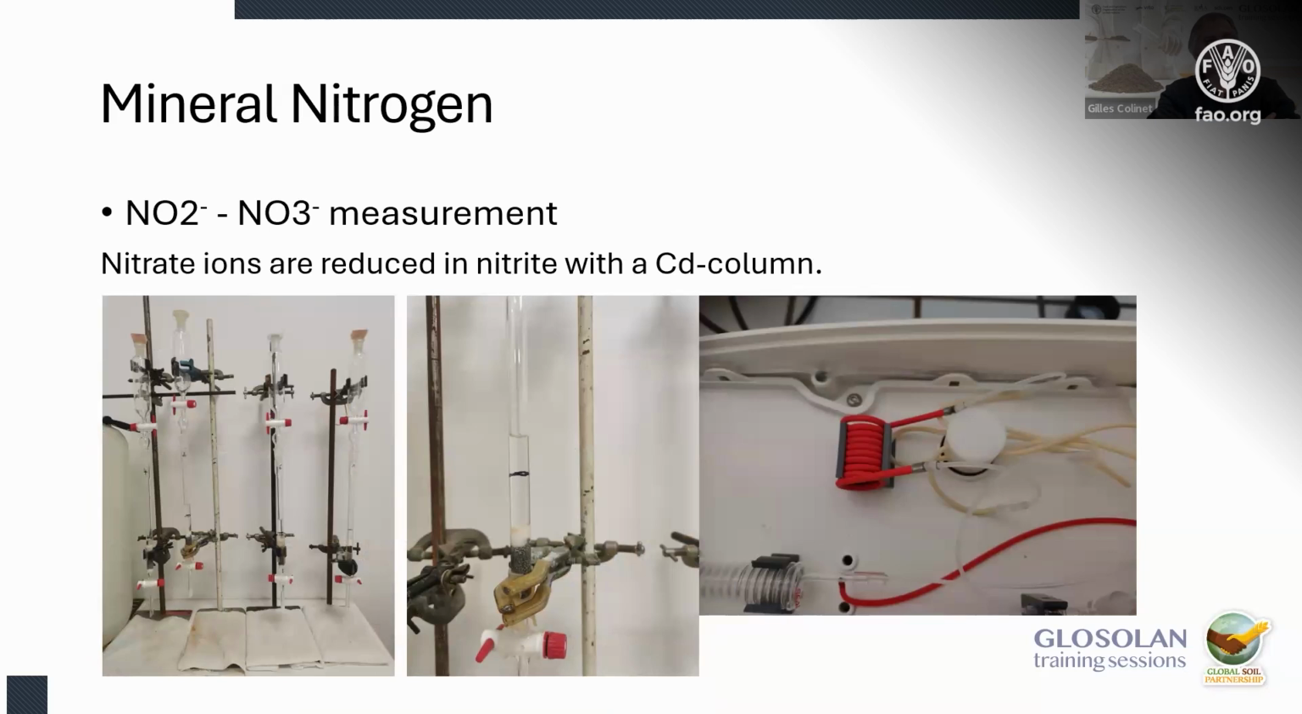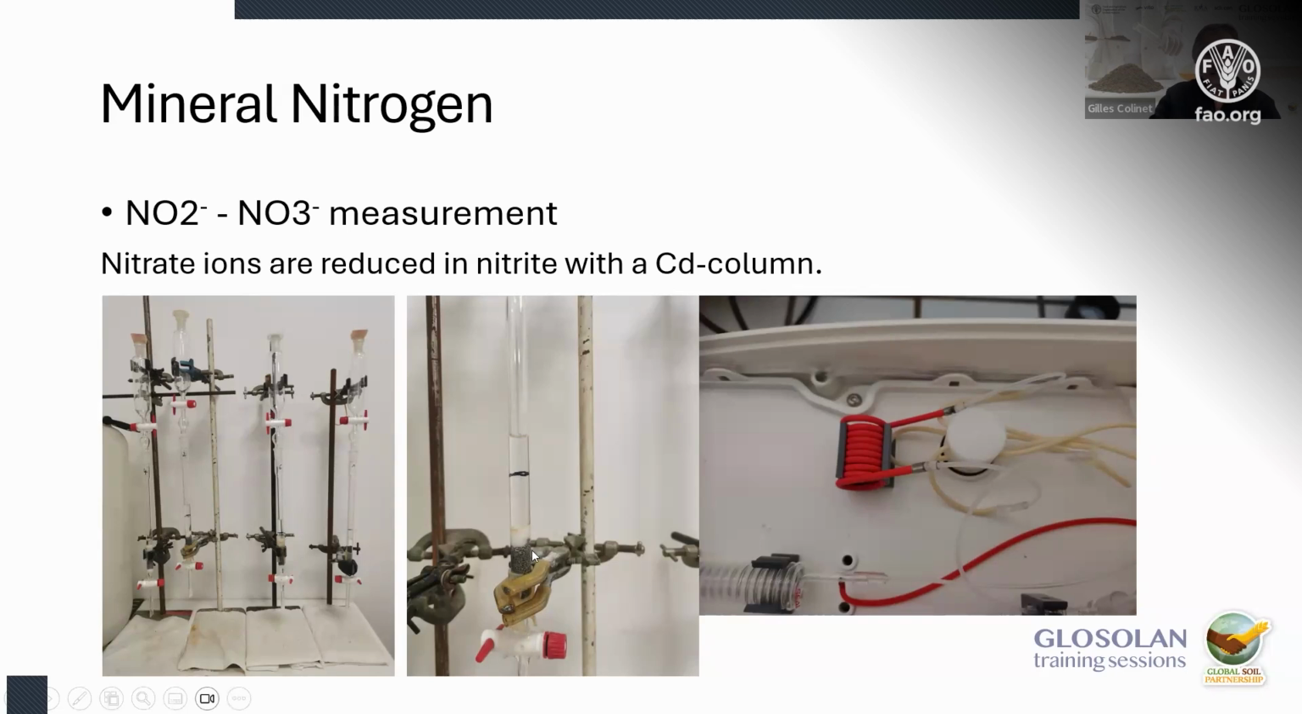So regarding the nitrate and also the nitrite measurement, the idea is that the nitrate ions are reduced in a cadmium copper column. Before last year, we were using a cadmium column that we were making by ourselves. So it looks like that.